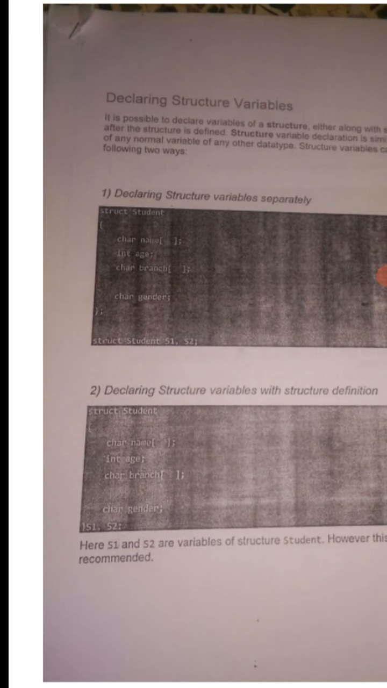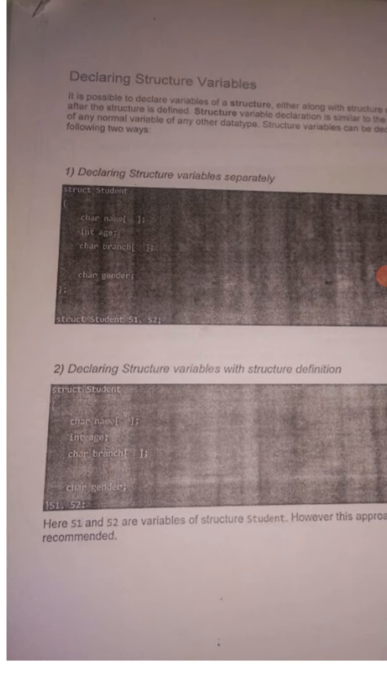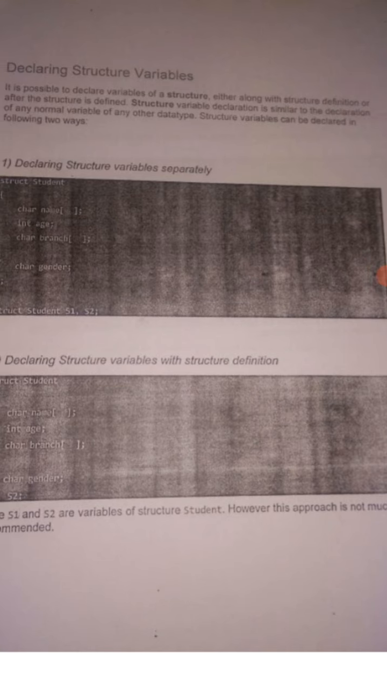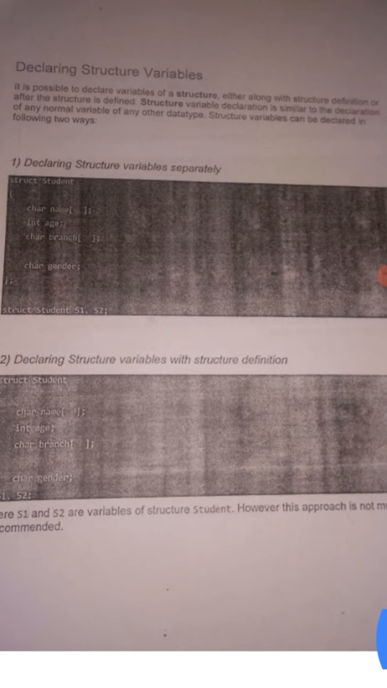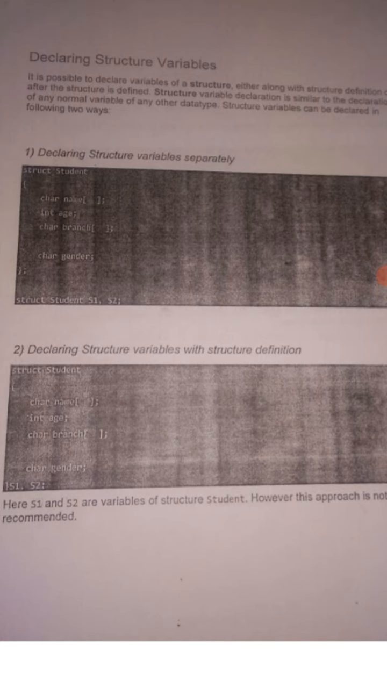Declaring the structure variable. It is possible to declare variables of a structure either along with the structure definition or after the structure is defined. The structure variable declaration is similar to the declaration of normal variables of any other data type. Structure variables can be declared in the following two ways: first, declaring structure variable separately, and second, declaring structure variable with structure definition.